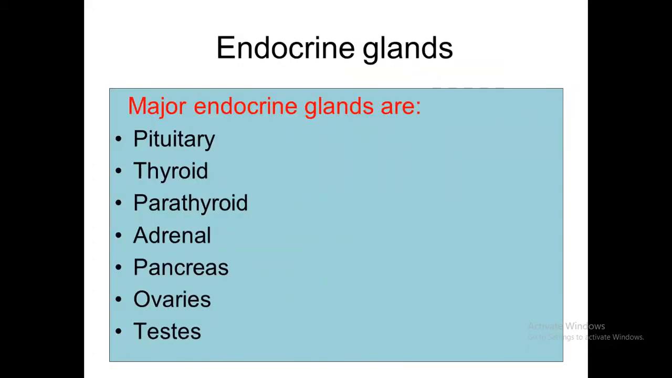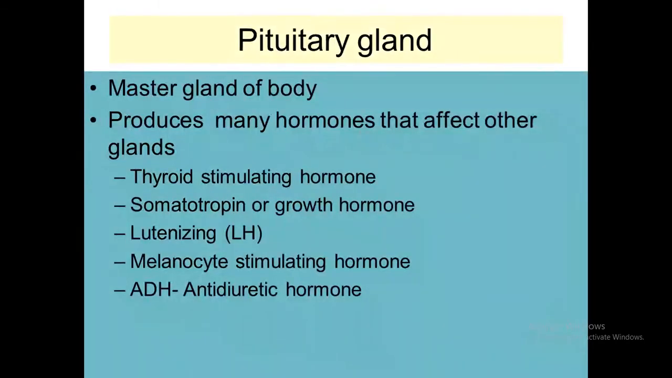Now, different types of endocrine glands. First pituitary, then thyroid, parathyroid, adrenal, pancreas, ovaries, testes. Now pituitary, this is called the master gland of our body. I have already told you it is the master gland because the amount of hormones secreted from this gland is large. Also it regulates all other glands. So this is called the pituitary gland. It produces many hormones that affect other glands.